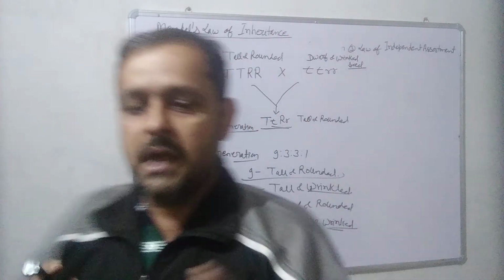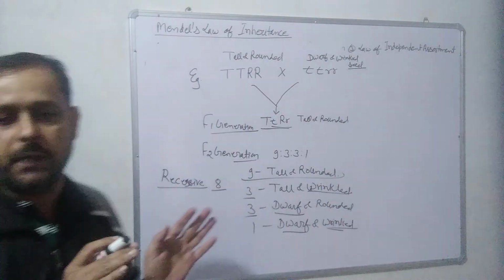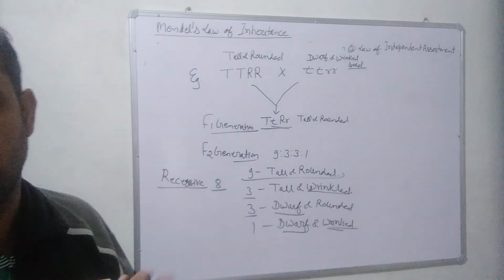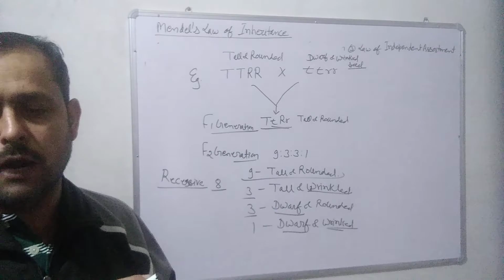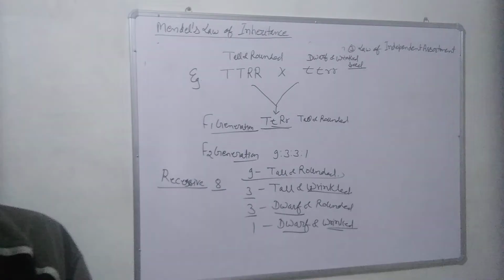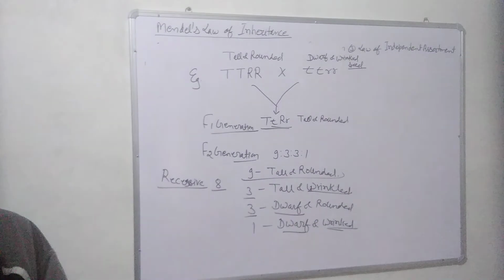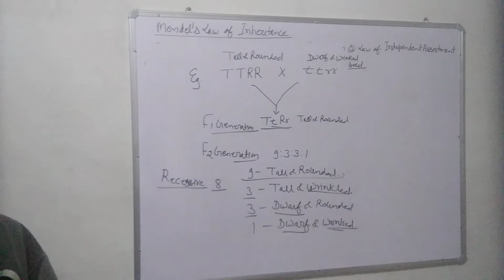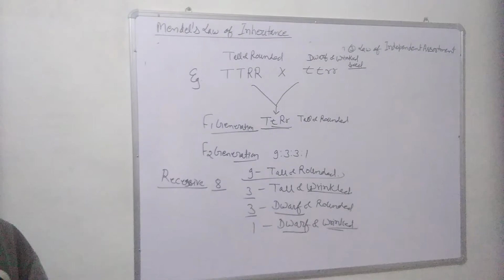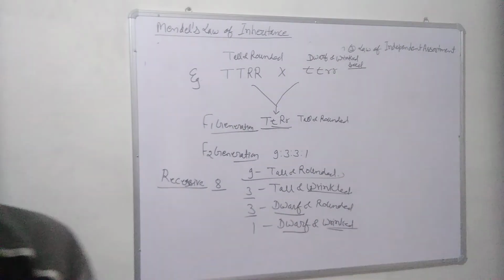It is clear from the above experiment that besides the parental combination of tall and round seed and dwarf and wrinkled seed, two new combinations of tall and wrinkled seed and dwarf and round seed are present in the F2 generation. This is called Mendel's law of independent assortment.